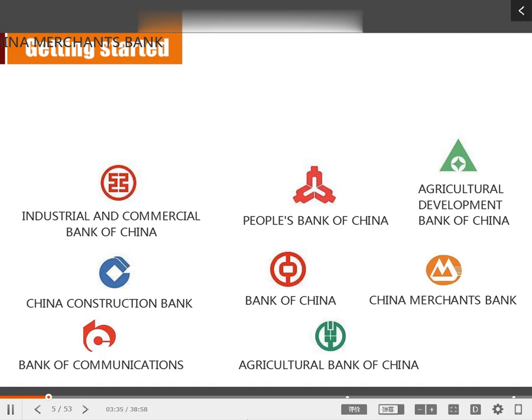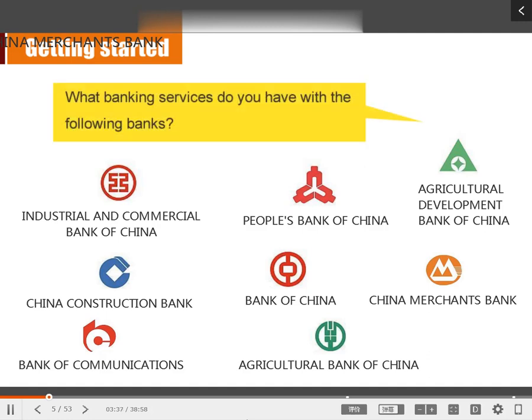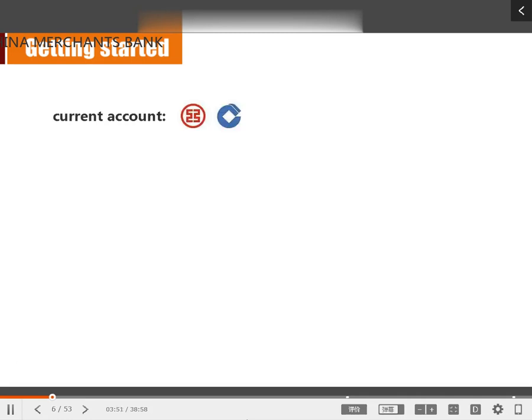Now, after getting to know all the banks, let me ask you this question. What banking services do you have with the following banks? Now, for me, I have two current accounts at the local branches of two of the big high street banks, the Industrial and Commercial Bank of China and China Construction Bank. So here, current account means 活期账户. So I use these two current accounts for paying by debit card, 借记卡.